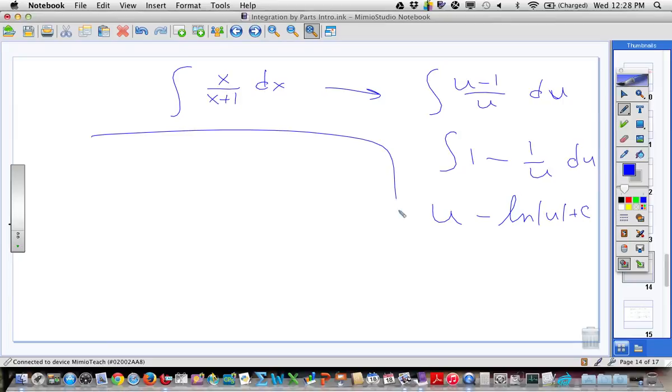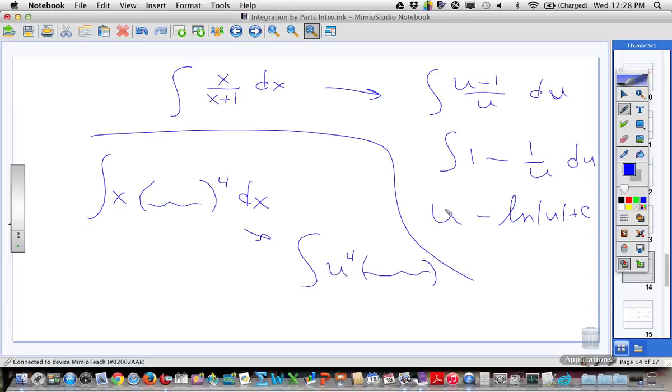Or the other one we talked about, and that's what this one is about, we said that if you have an integral like this, and then you've got some stuff to the 4th, we can't distribute that x through there. But what we will do is we'll turn it into an integral, and that's what's going to happen on this one, where we're going to end up with u to the 4th and then some stuff. And what can we do on this problem? We can then distribute that.